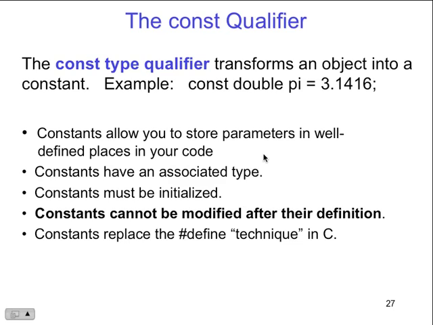They have associated types. It must be initialized, of course, because if you can't change it, you've got to assign it a value. It can't be modified after the declaration, and constants replace the define. So if anyone remembers the defines in C, that was replaced in C++ with the constant. You can still use define though, which is interesting, because C and C++ are one and the same these days. But if you use define, people think you're a C programmer. If you use constant, they go, oh, you're a C++ programmer.